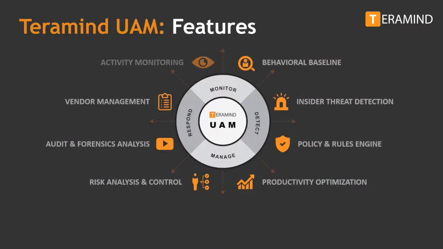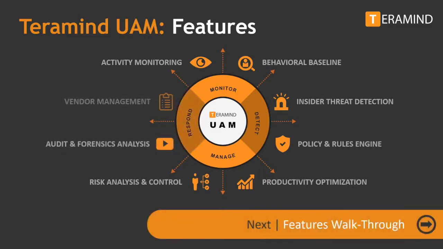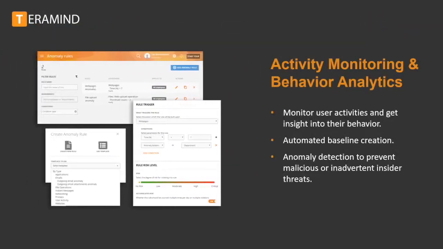With Teramind UAM, you can establish organization-wide visibility and control with activity monitoring, detect insider threats and vulnerabilities with behavioral analytics, protect your sensitive data and resources with intelligent policy and rules engine, boost your team's productivity and enhance performance, conduct risk analysis to identify potential threat vectors, investigate security incidents and collect evidence, and manage third-party access to your resources and data. With all these features and more, Teramind UAM truly delivers immediate business benefits and results you can see. Let's take a deeper look and see how these features work.